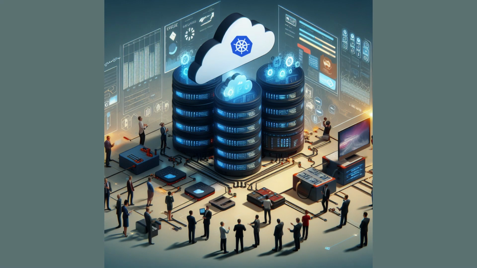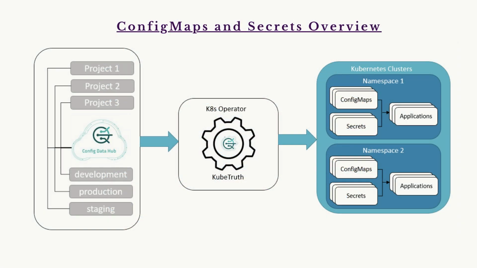Managing data in Kubernetes. Importance: efficient management ensures security, scalability, and agility in deployments. ConfigMaps and Secrets are pivotal tools in Kubernetes for managing data. ConfigMaps act as repositories for non-sensitive configuration data stored in key-value pairs, utilized either as environment variables or volumes within pods.